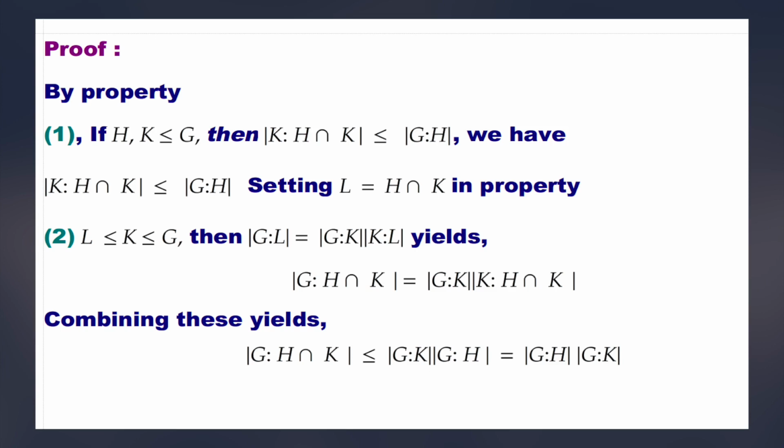Combining these yields that the index of H intersection K in G is less than or equal to the product of the index of K in G and the index of H in G, which is equal to the product of the index of H in G and the index of K in G.